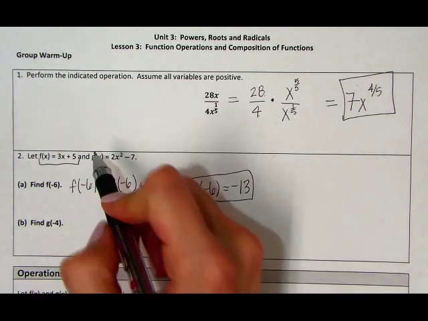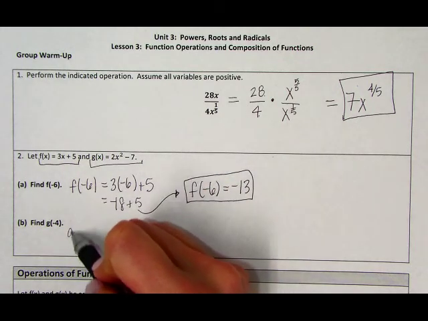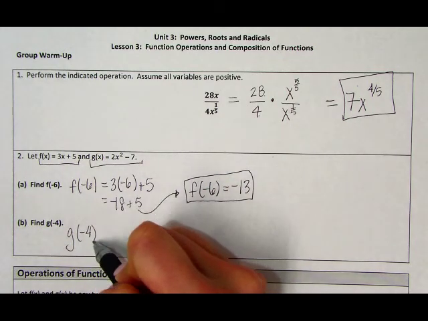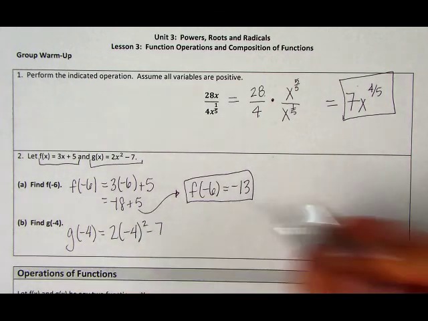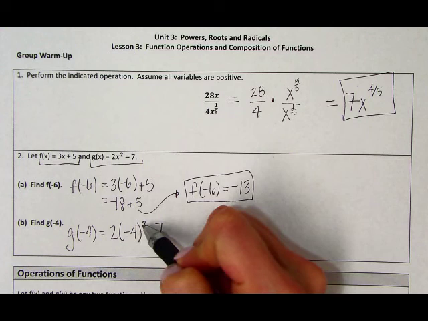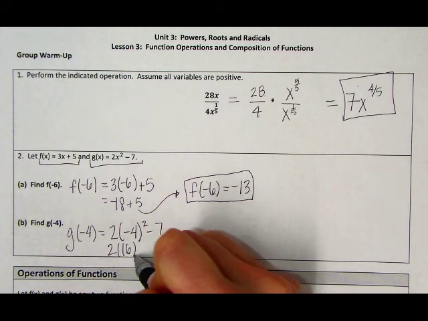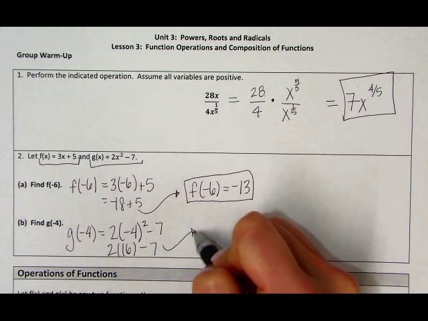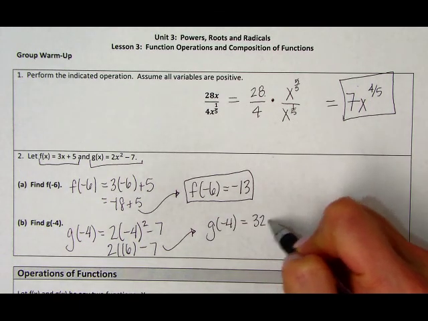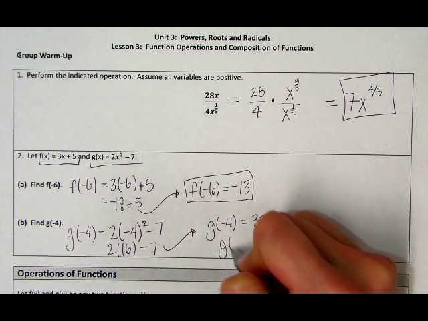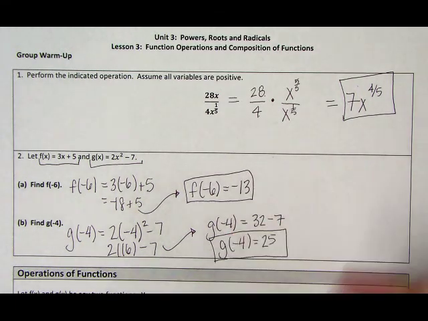In letter B, they're asking us to look at the function g of x when x is -4. So I'm going to look at g of x, and wherever I see x, I'm going to plug in -4. g of -4 is equal to 2 times -4 squared minus 7. I do my exponents first. -4 squared gives me 16. 2 times 16 minus 7. So g of -4 is equal to 2 times 16 is 32 minus 7. And 32 minus 7 gives me 25. And that's my final answer.